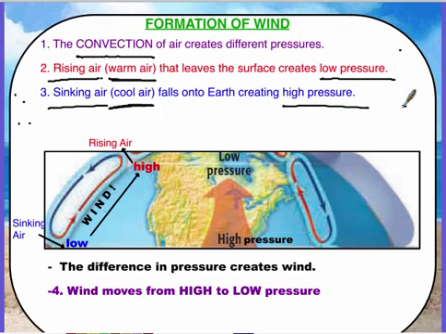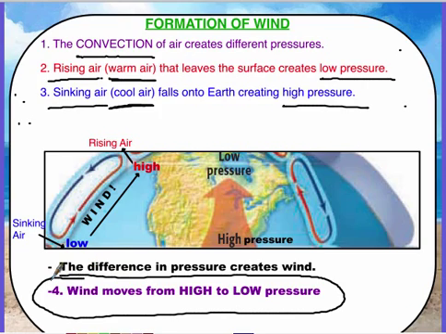Now, because there are different amounts of pressure, that's going to create wind. Down here, number 4, look here. Wind moves from high to low pressure. If we look at this diagram right here, we've got a warmer area that has higher pressure. It's going to cause that air to rise.